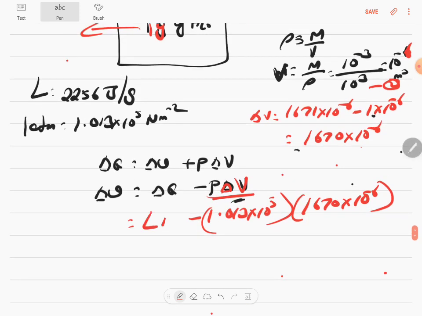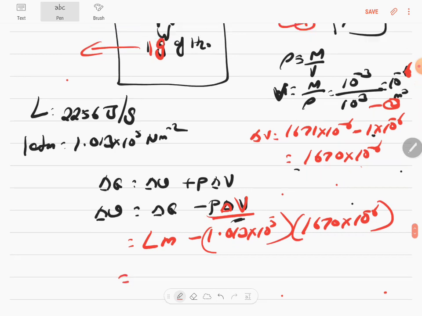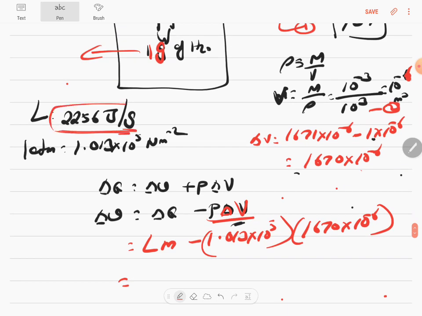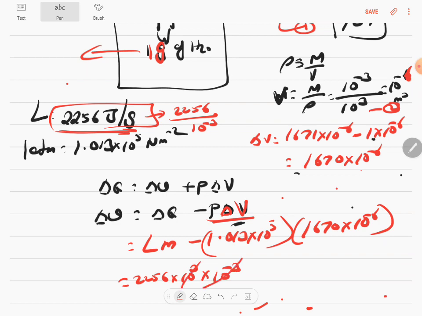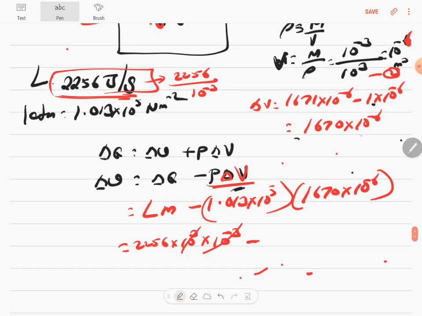So L into M. What is L? L is given to be 2256 joule per gram. I want to convert into joule per kg. So 2256 by 10 to the power minus 3 kg, so it will become 2256 into 10 to the power 3, into mass, which is 1 gram. 1 gram of water is 10 to the power minus 3 kg of water. So these get cancelled, and you just have to multiply these two. This will become 10 to the power minus 1.